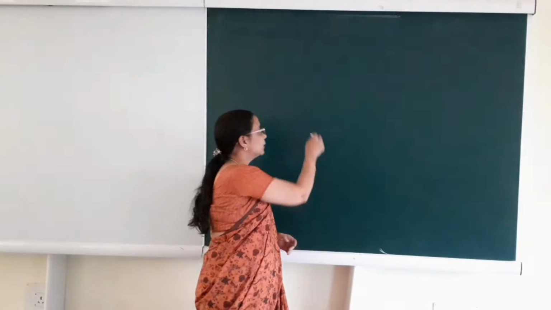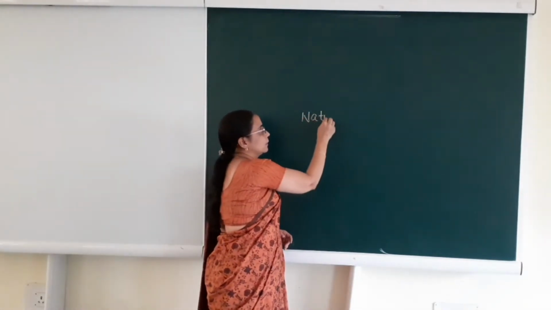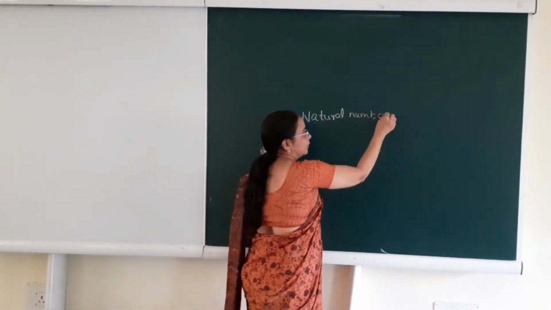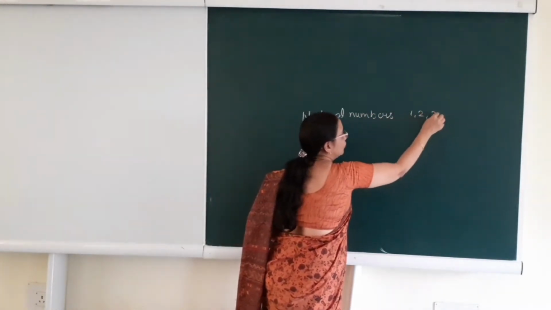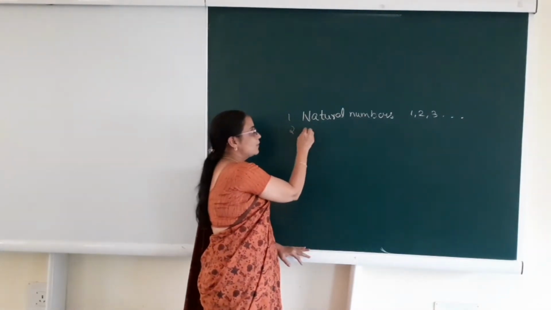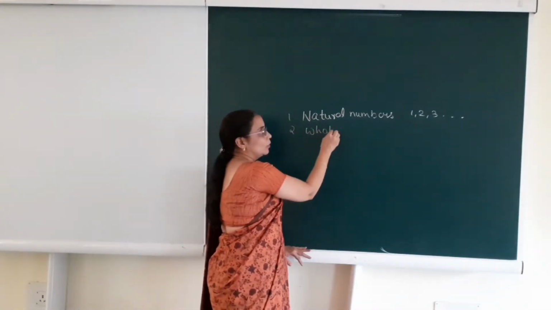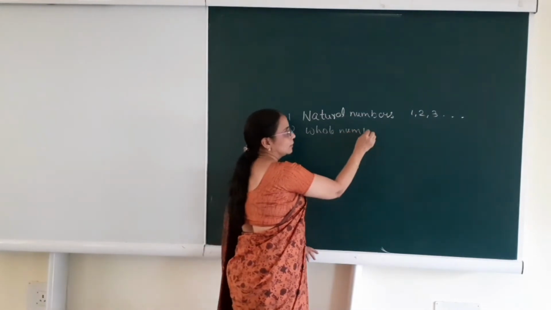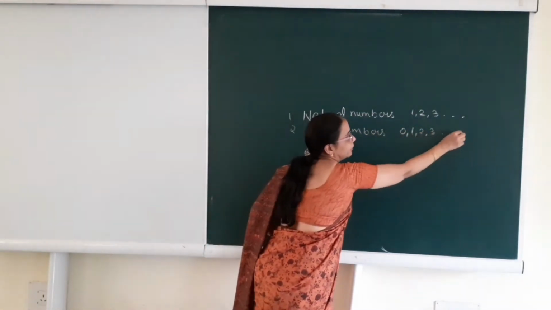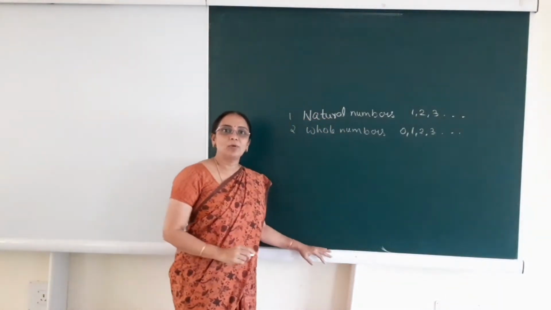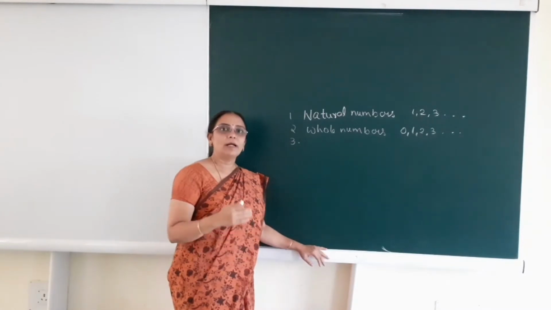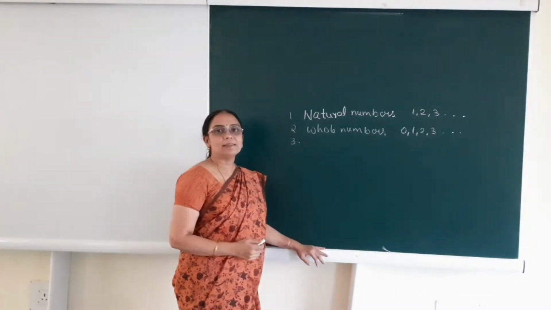Natural numbers, which start from 1, 2, 3 and so on. The next system we have studied is whole numbers, where the number 0 has been added. We started with number 0. Then, as we have grown in our classes, we have come up to higher classes.